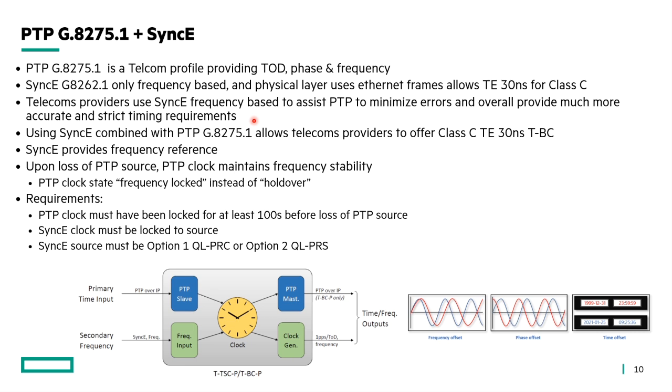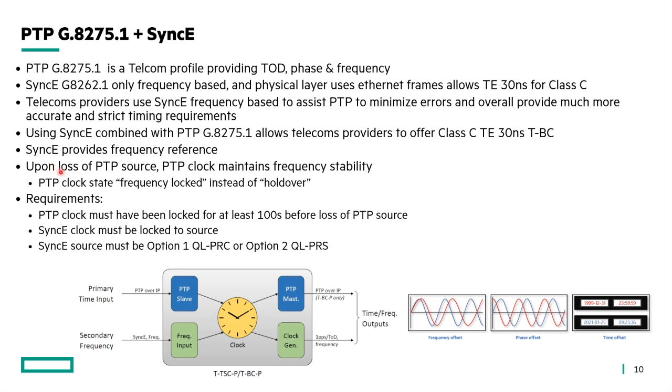So when we combine SyncE and PTP 8275.1, we now have Class C conformance with a TE of 39 nanoseconds or less, and then we can provide a telecom boundary clock. So this allows us to provide the TBC.